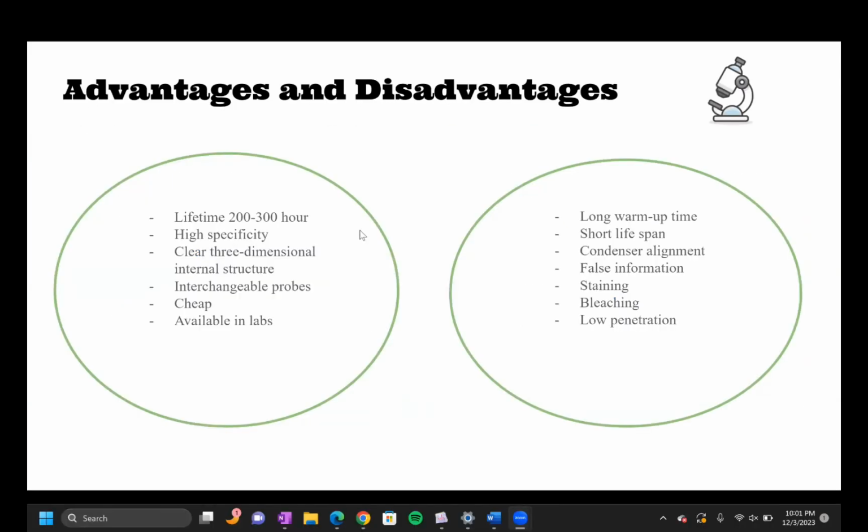Some advantages of fluorescence microscopy are that it has a lifetime of 300 hours, it has higher specificity, it gives a clear 3-dimensional internal structure, it has interchangeable probes, it is relatively cheap, and is widely available in labs. Some disadvantages of fluorescence microscopy are that it has a long warm-up time, it has a short lifespan, and at times gives false information when interpreting the image. There's also staining, bleaching, and it has low penetration.